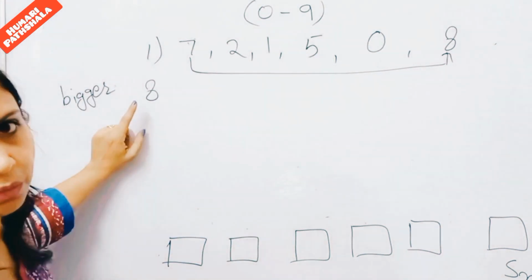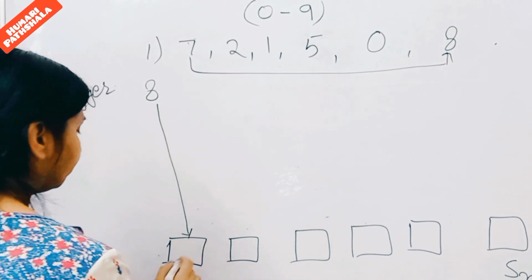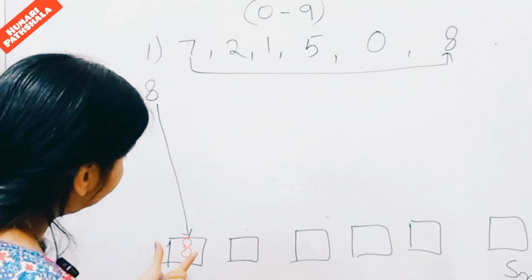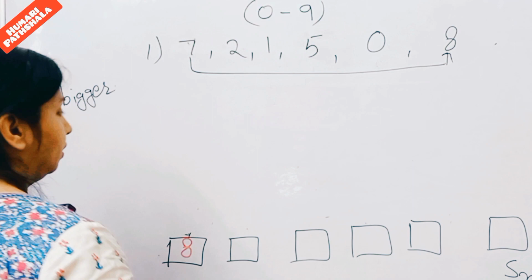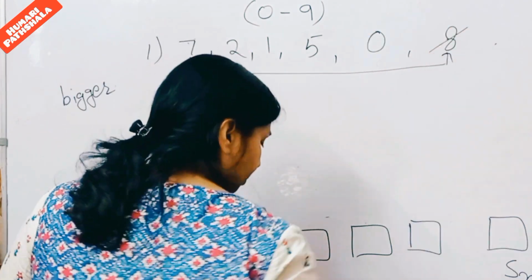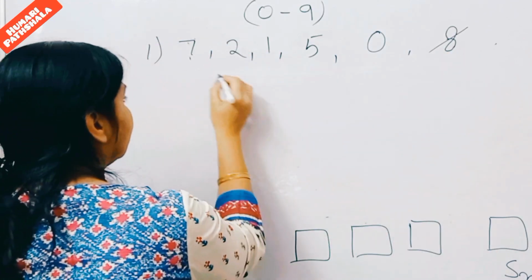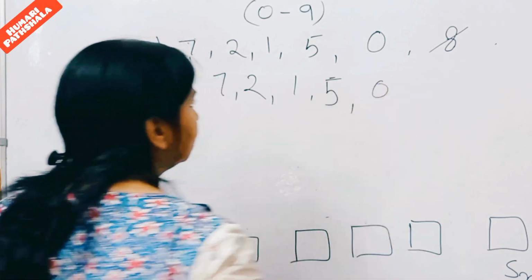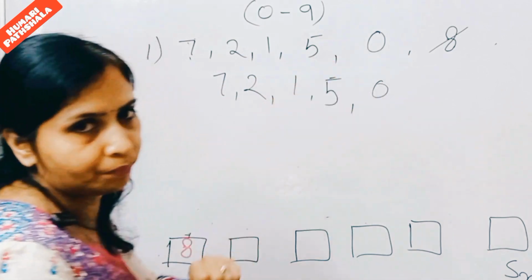8 is the biggest number, so we'll write number 8 here in this first block. 8 is biggest in this group. Now cancel 8 and write the left out numbers: 7, 2, 1, 5, 0. These are the left out numbers.